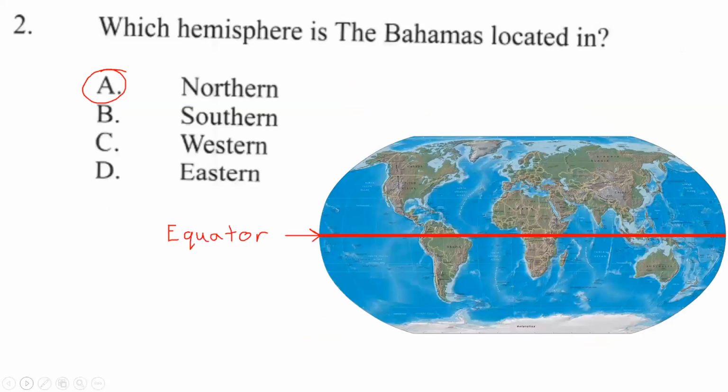Jai, number 2. Which hemisphere is the Bahamas located in? A, northern, B, southern, C, western, D, eastern. A, northern. Very good. The Bahamas is located in the northern hemisphere.